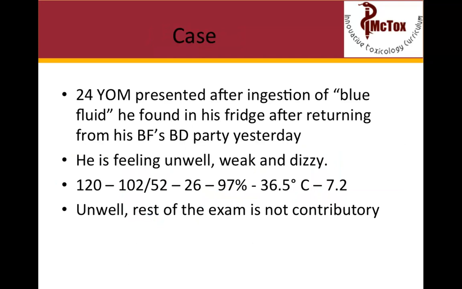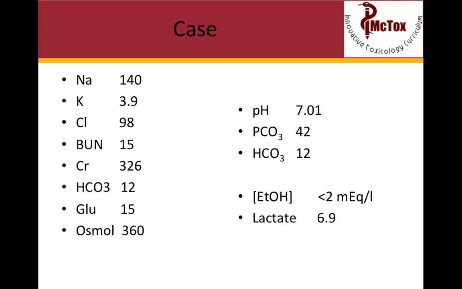Okay, on to our next case. A 24-year-old man comes in feeling generally unwell after drinking some blue liquid in his fridge that he found after a party. His heart rate is elevated and he looks sick, but has no specific findings on physical exam. On his blood work, there are signs of renal impairment and a metabolic acidosis. As we mentioned earlier, the next step is to measure the anion gap, which is 30, and then the osmol gap, which is 50.